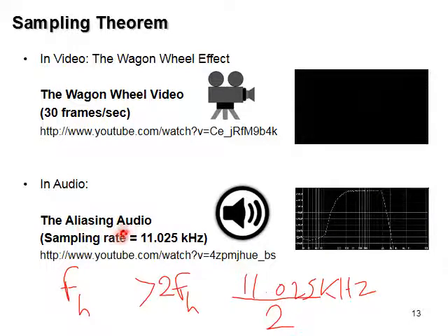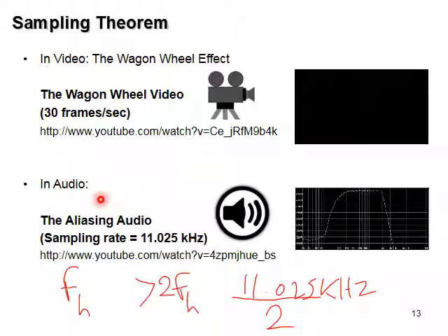In images, it happens as Moire patterns, as we saw. In videos, we get what's called the wagon wheel effect. Something would appear not as it is in reality. In audio, you get what's called aliasing in that case. Okay? All right, so that's it for this lecture.